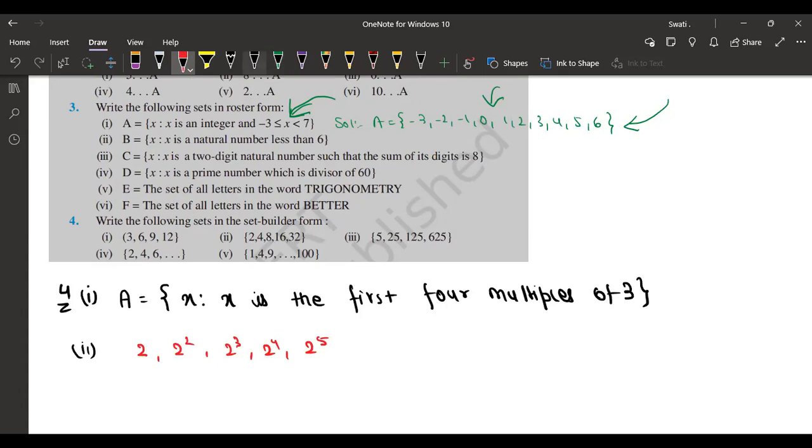At the same time, I'm not saying that if you write down x such that x is the first 5 multiples of 2, it will be incorrect. Absolutely not. That is not going to be incorrect. But I'm just giving you the different conditions.